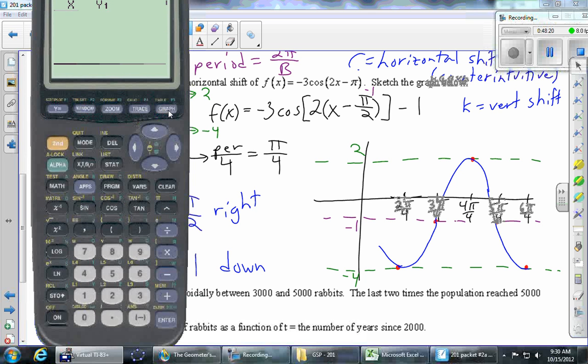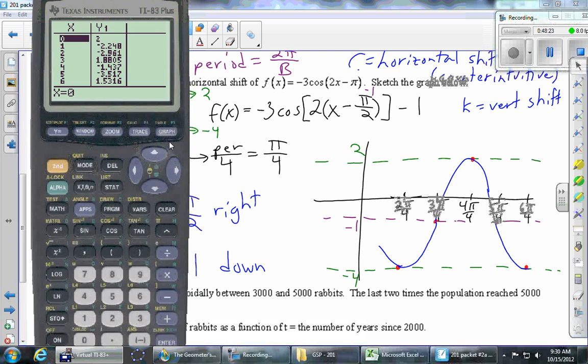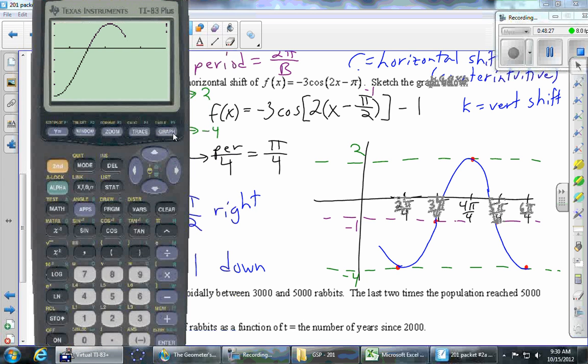So if we hit graph, that's not right. If we hit graph, then we should see exactly one period starting at one corner, ending at another corner. It hits the top, it hits the bottom. It's just so pretty, isn't it? Isn't that just so nice? So what does it mean? It means we did it perfect, right? We picked a starting point, we picked an ending point, we've got a real tight window for this function, and we know everything there is to know about it. Questions on that?